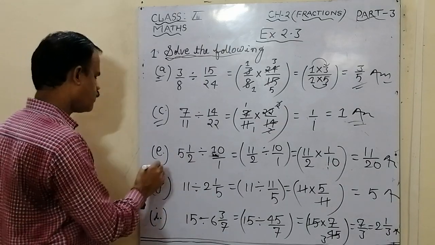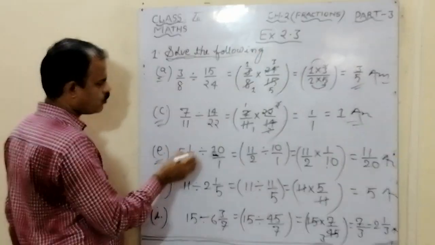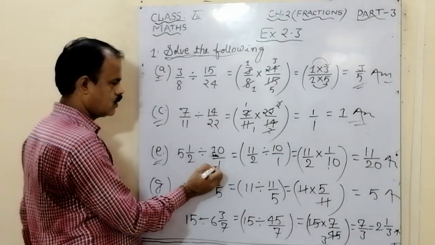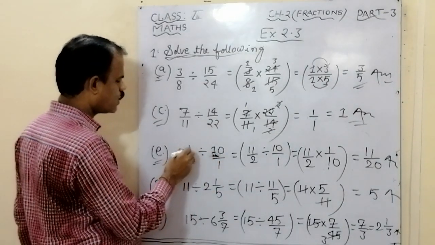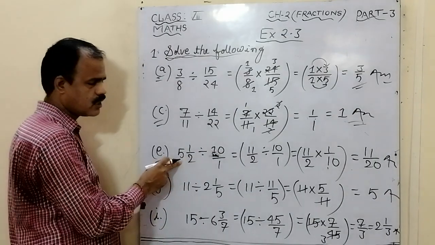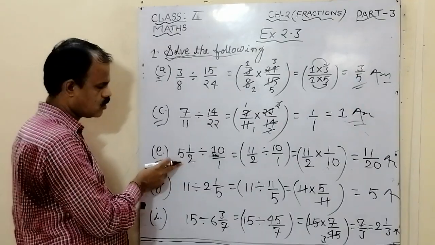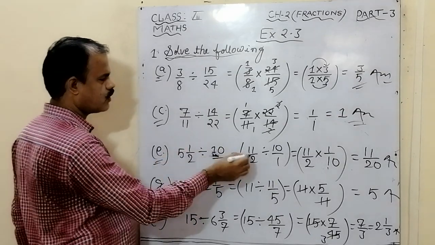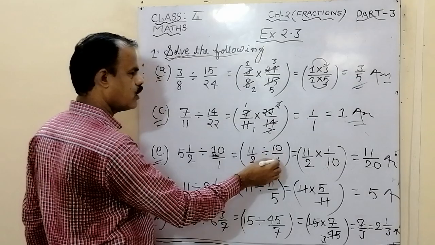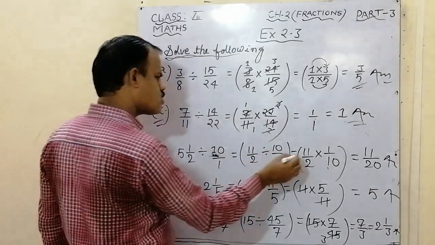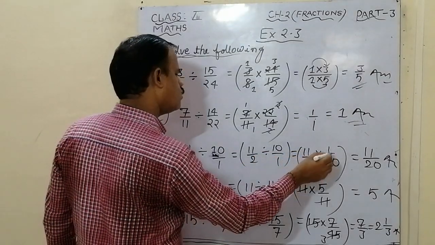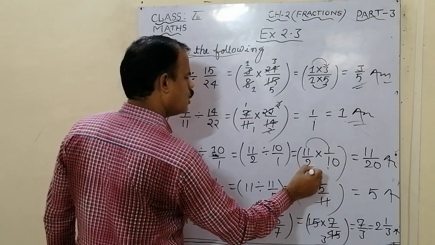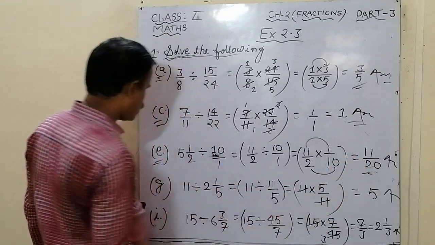See one more question, E part: 5 whole 1 by 2 divided by 10. So we write here 10 by 1. Now 5 whole 1 by 2 is a mixed fraction. First we have to change this into an improper fraction. So 2 fives are 10 plus 1, 11 by 2 divided by 10 by 1. So 11 by 2 multiplied by 1 by 10. So 11 ones are 11 and 2 tens are 20. This is the final answer.